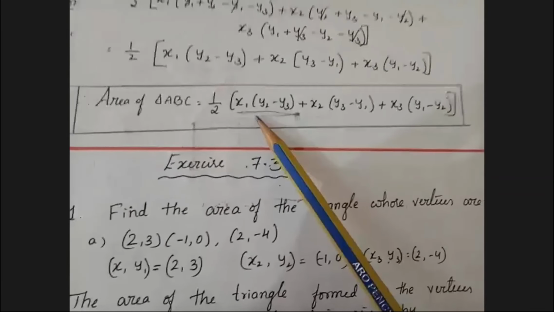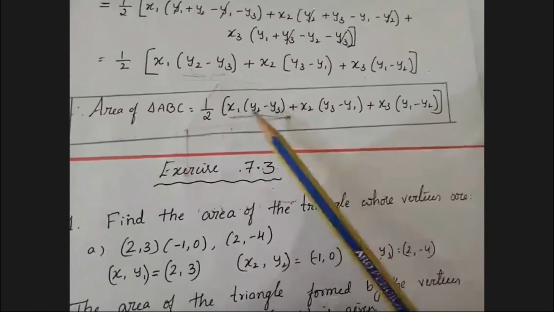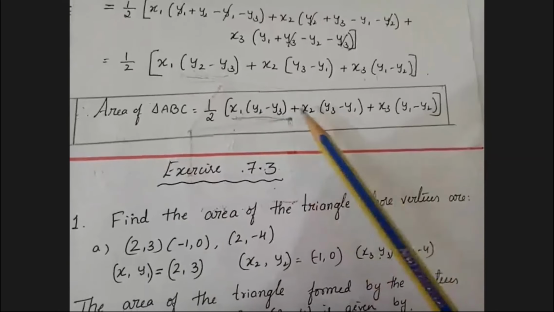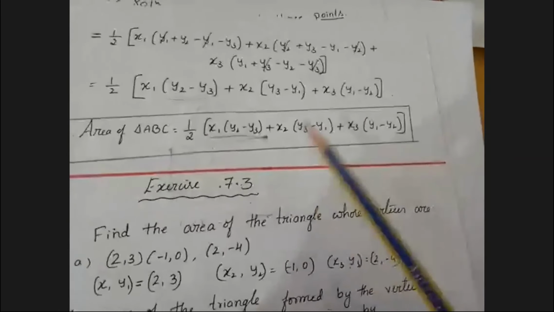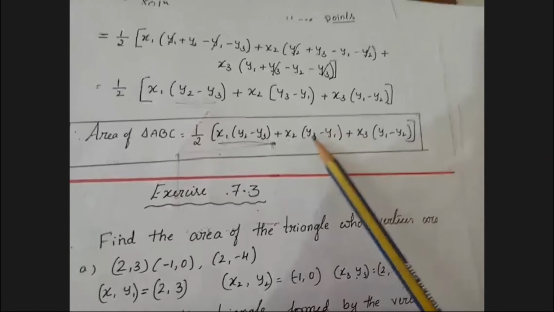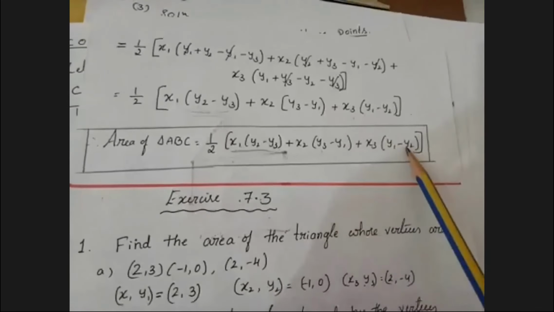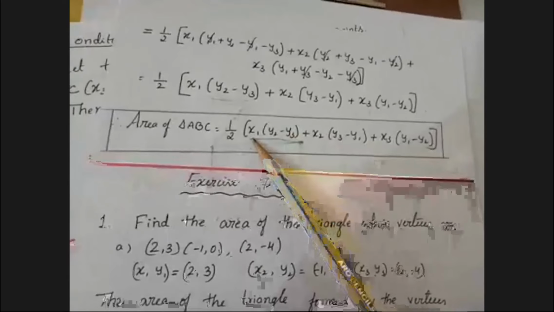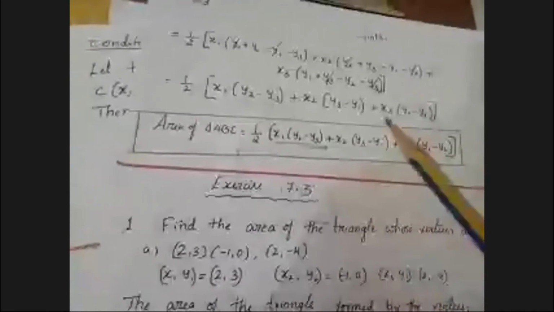Am I clear, children? Next is cyclic order. x1 will become x2, y2 will become y3, y3 will become y1. It is cyclic order. Am I clear here? Next, x2 will become x3, y3, after y3 again back to y1, after y1 it is y2. If you remember only the first term, the remaining two you can write in a cyclic order.